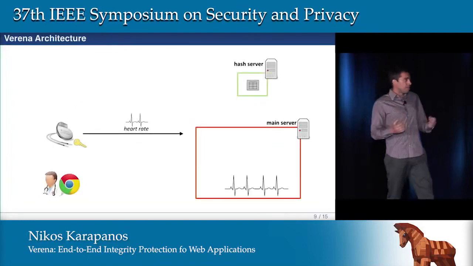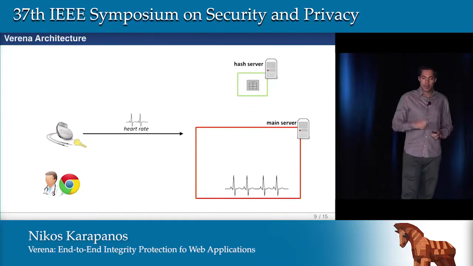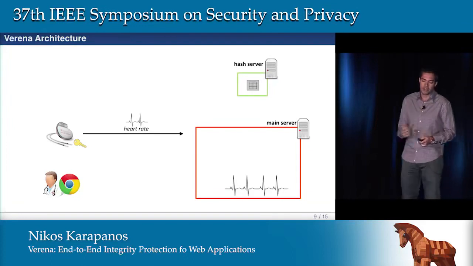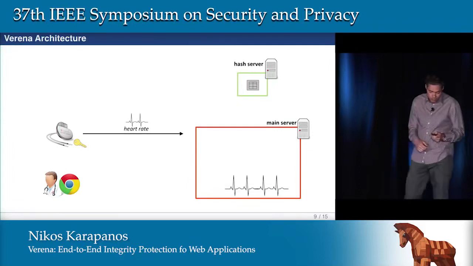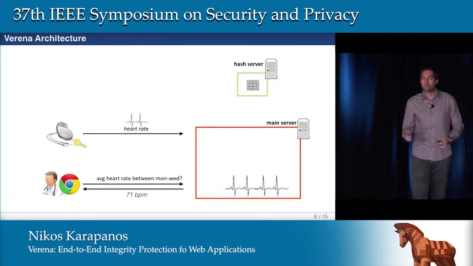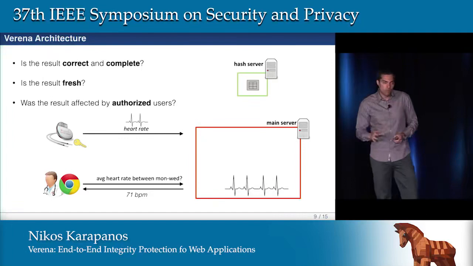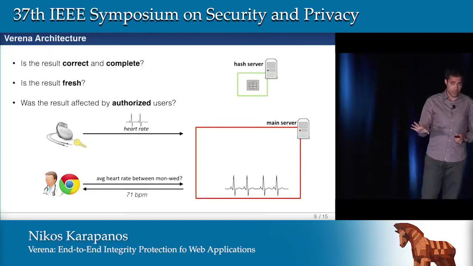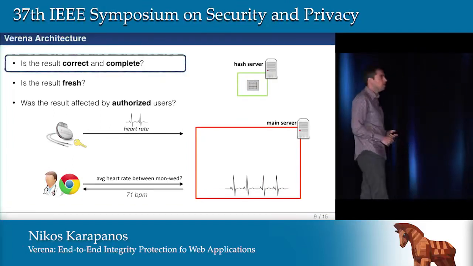Now that I have given you an overview of the parts of the application, let's assume that we have a pacemaker of a patient that uploads to the server some data about the patient, for example, the periodic heart rate. And then the doctor wants, for example, to view the average heart rate of the last 3 days. There are a couple of questions we need to answer to make sure that what the doctor sees is correct and authentic. First of all, is the result correct and complete?